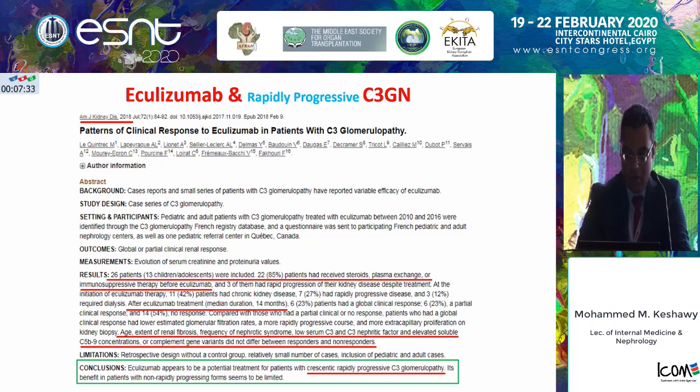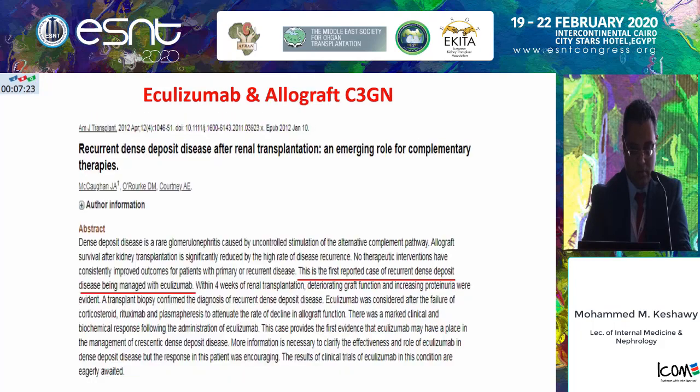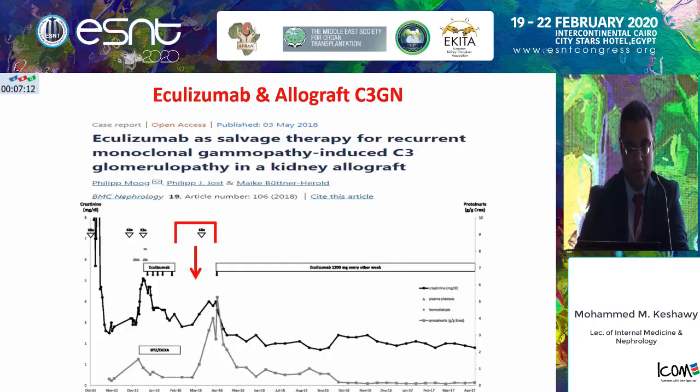This trial also proves that eculizumab proves itself in rapidly progressive crescentic glomerulonephritis with severe course. Even in allograft, eculizumab was the solution for this, and this is the first reported case of recurrent dense deposit disease managed with eculizumab. What is problematic about eculizumab? Once you stop it, again you show decline of your kidney function and the progression of your proteinuria again.